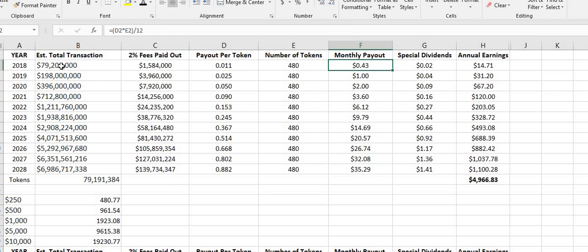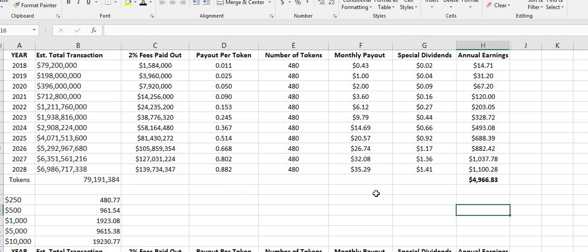Okay, so these are their numbers, 79 million. These are taken directly from the spreadsheet over the next 10 years. These are the fees that are paid out. These are the payouts per token, so that's the dividend per token per year. That number divided by 12 gives you this number, your monthly payout based on this 480. And then there's a special dividend, which is given out once per year. These I've hard-coded in because I've just taken them directly from the spreadsheet. And these are your annual earnings, and these are the total earnings over time.